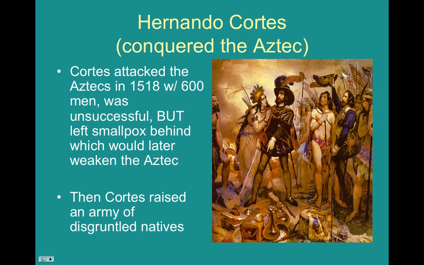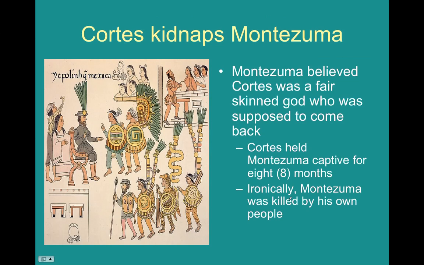capturing Montezuma. So you might have heard of Montezuma's Revenge. That's where that name comes from. Cortes kidnaps Montezuma. He is used for basically ransom. He's making the Aztecs bring in gold and silver in order to keep their ruler alive.